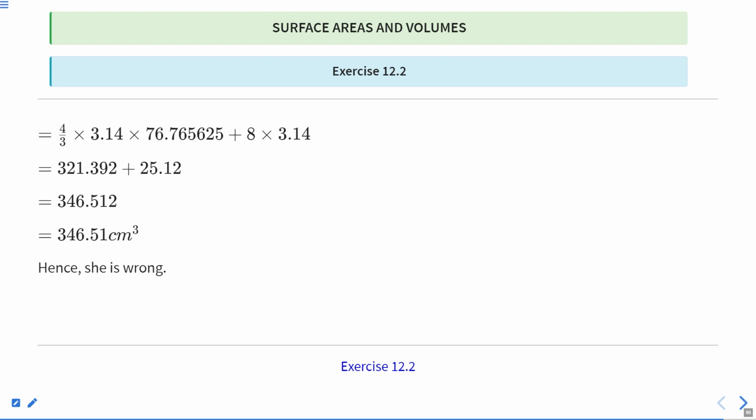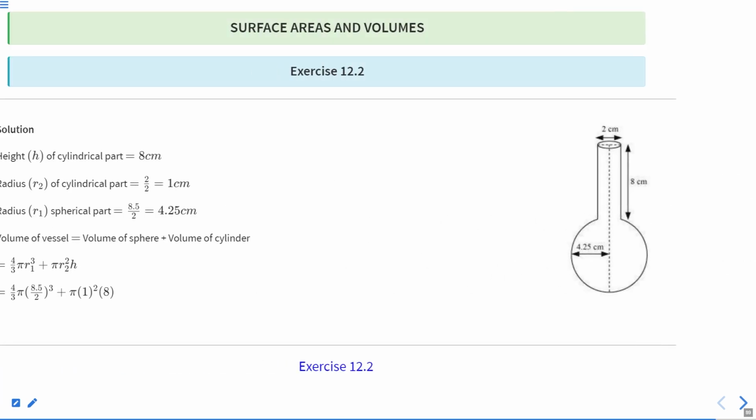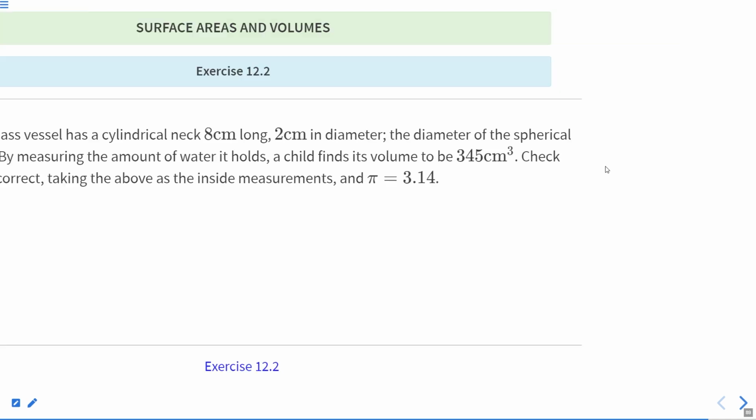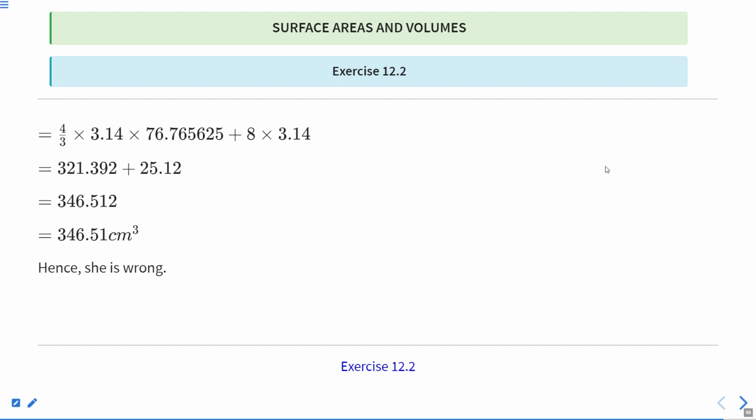Okay, and this is approximately equal to 346.51 centimeter cube. Okay, but see, a child finds its volume to be 345 centimeter cube, but here we get the volume of the vessel is 346.51 centimeter cube. Okay, hence it is wrong.